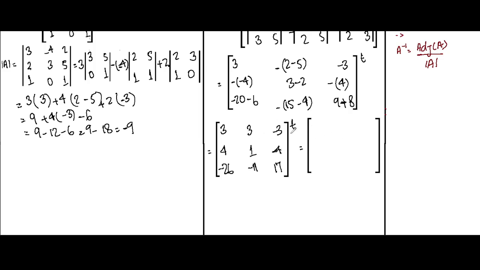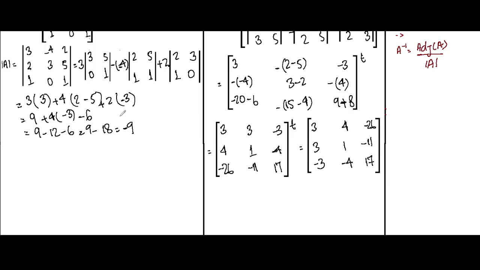And now we are going to take its transpose. The rows are going to be converted into columns. So the first row is 3, 3, and minus 3. The second row is 4, 1, minus 4. And the third row is minus 26, minus 11, and 17. So we have taken the transpose.